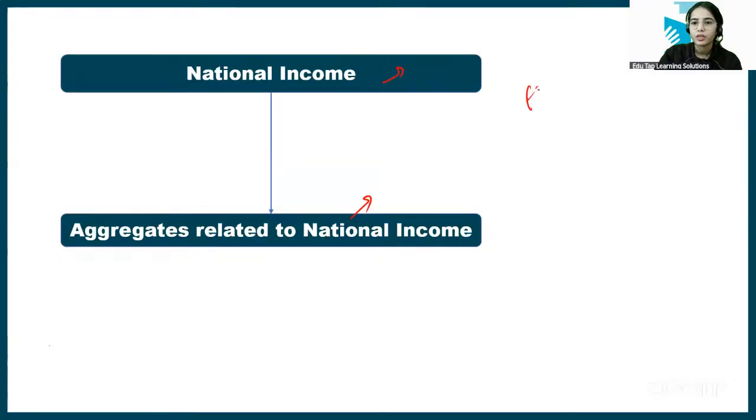Okay. So in final goods, you have consumer goods. These are the final goods for consumers. You have the capital goods. These are the final goods for producers. Okay. Chalo. Now, national income, aggregates related to national income. This is what we have to start.